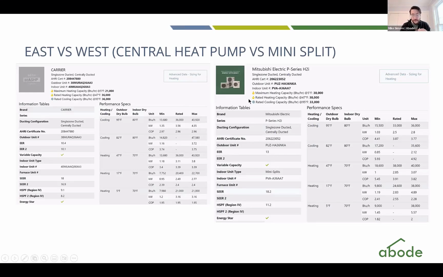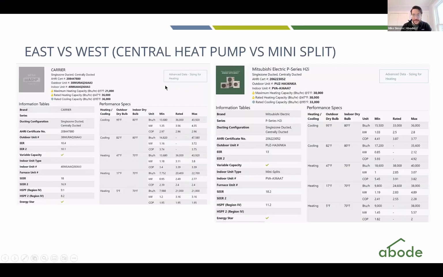I could have pulled any piece of equipment to tell a certain narrative, but I will say I tried my best to be unbiased in this exercise, and I just pulled in a really good piece of equipment from a US manufacturer and a really good piece of equipment from an Asian manufacturer.